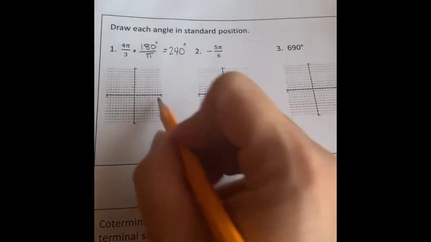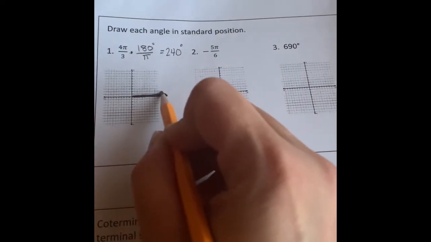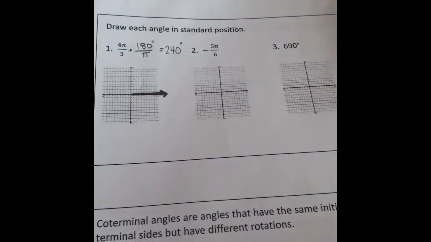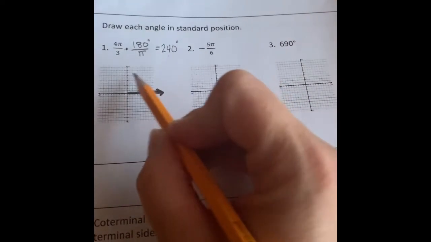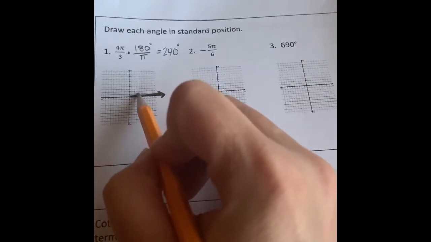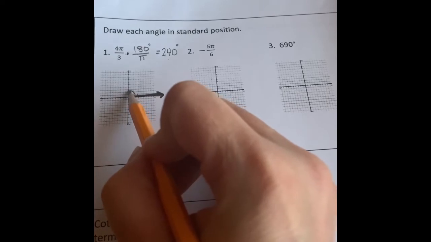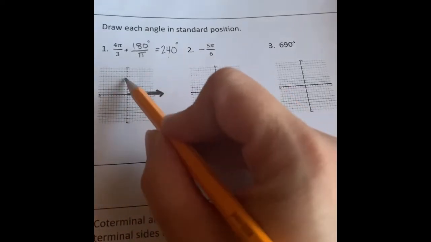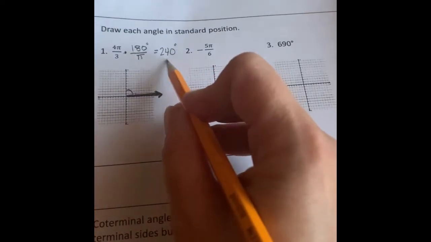Okay, so our initial side starts right here along the positive x-axis. You just want to highlight that, make sure it's nice and bold. And it's a positive angle, so we're going to travel counterclockwise. So we're going to start anywhere on this line. We're going to start traveling. Now, when I move, know that when you get to this point here on the positive y-axis, that's 90 degrees. We're not there yet because we need 240.